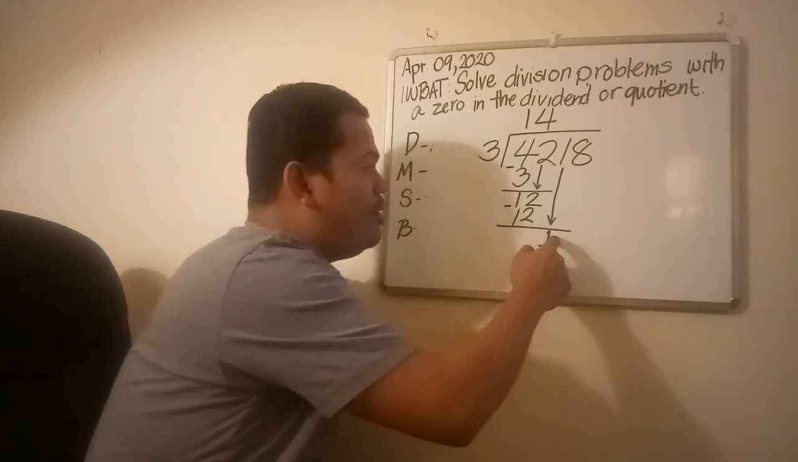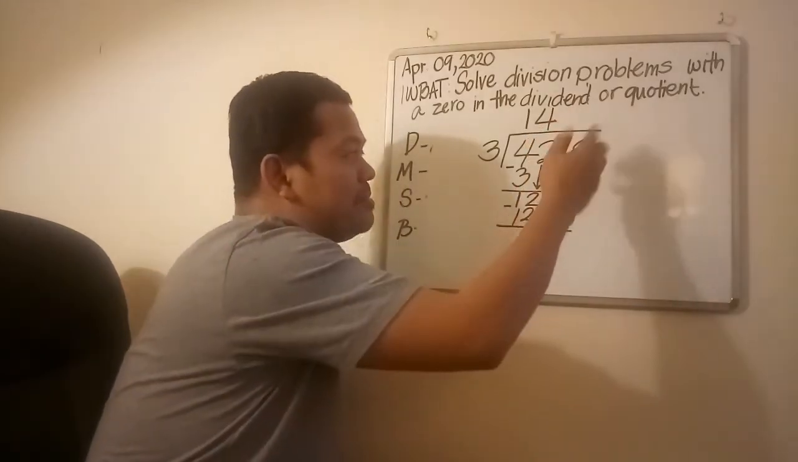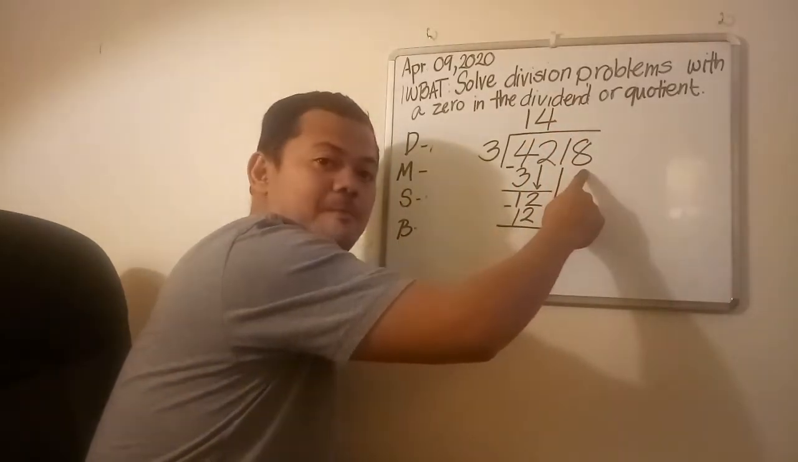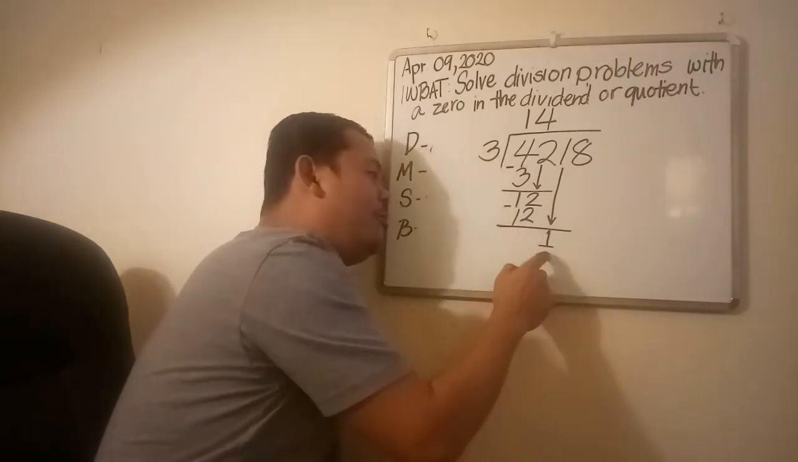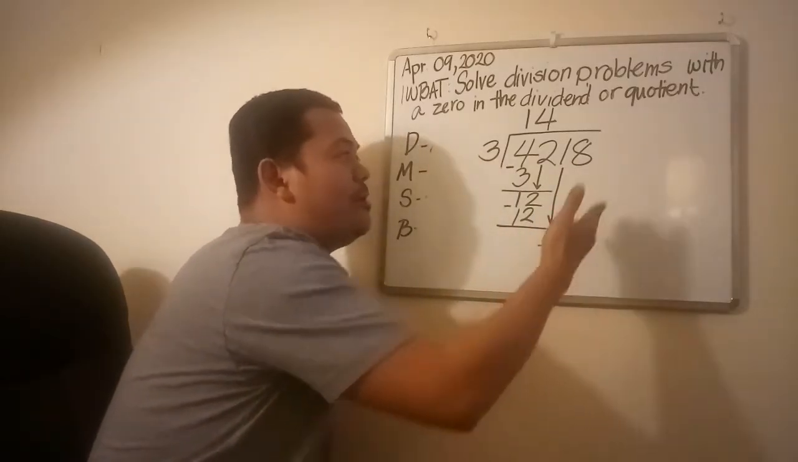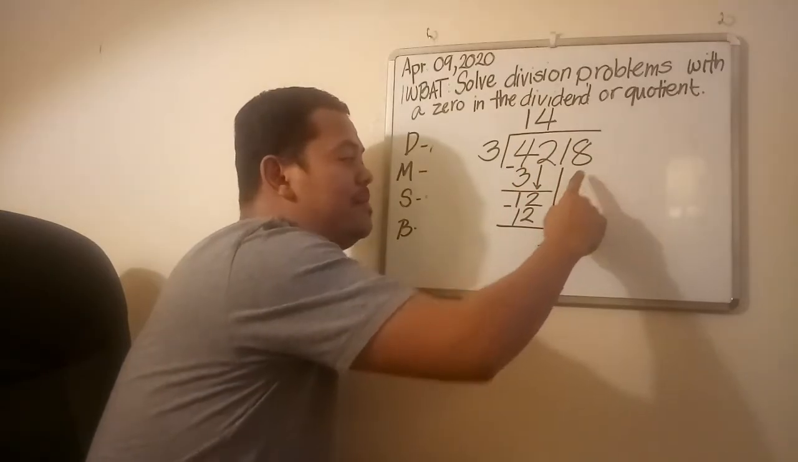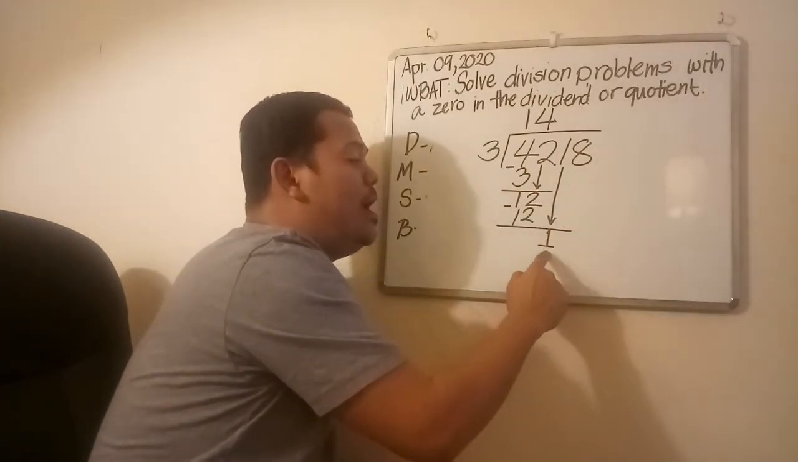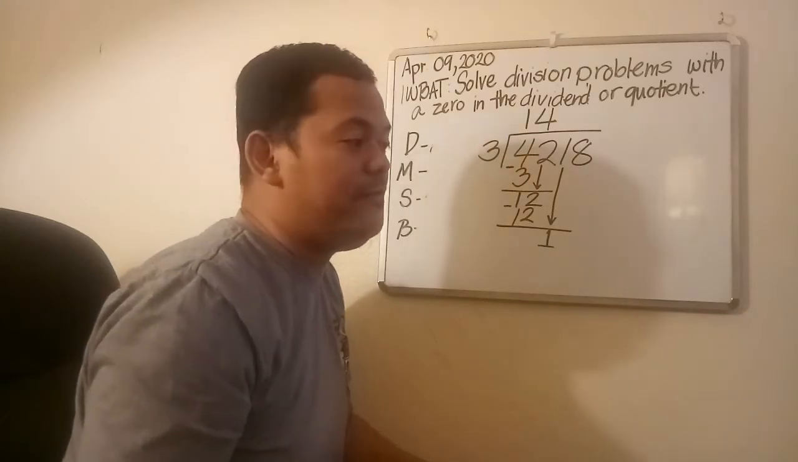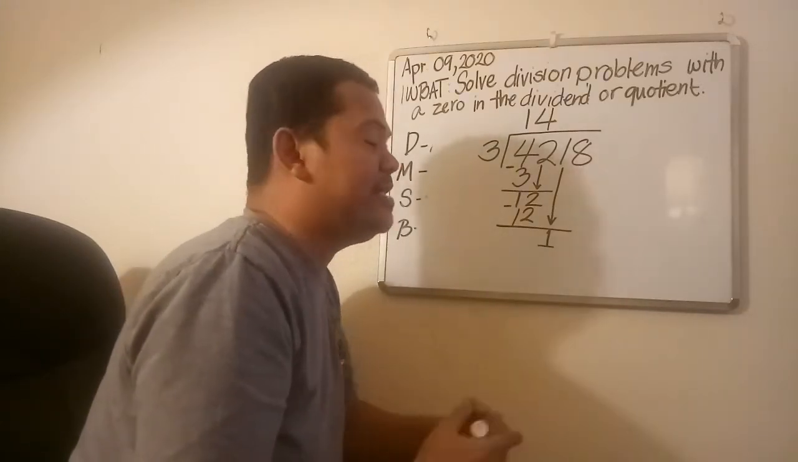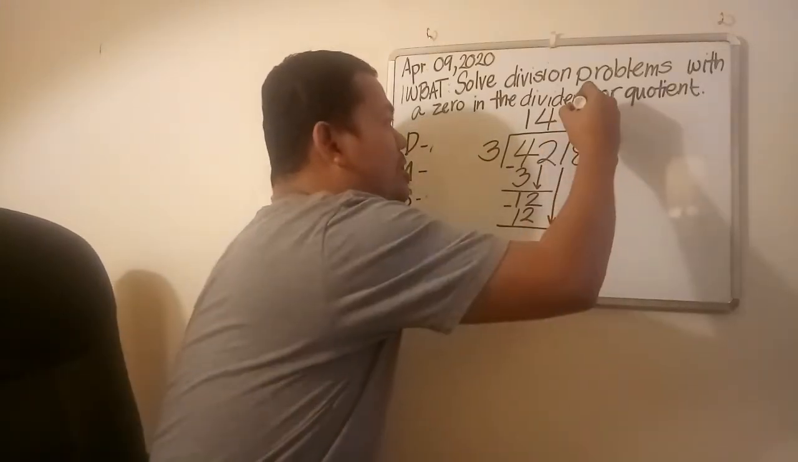Are we going to put this as our remainder? Not yet, because we still have 8 here. So, what are we going to do with 1? We can't make this our remainder because there's an 8 here, so we're going to divide 1 divided by 3, which can't be. So if it can't be divided, the answer is 0.